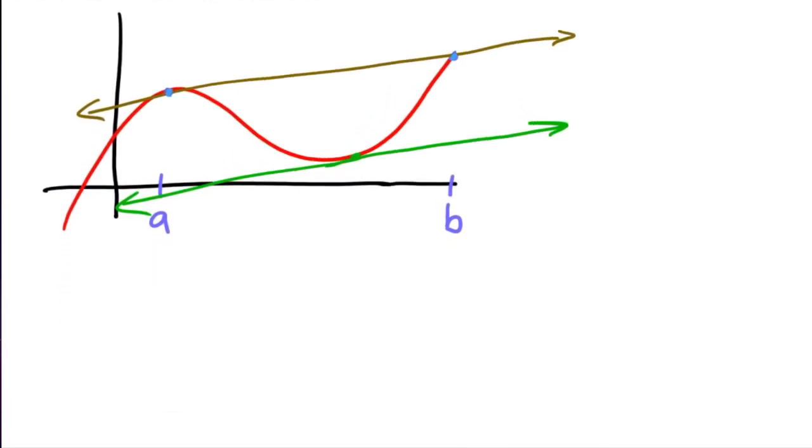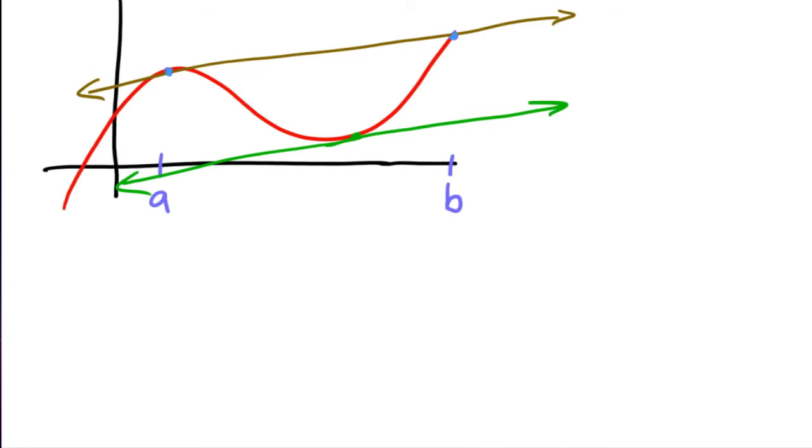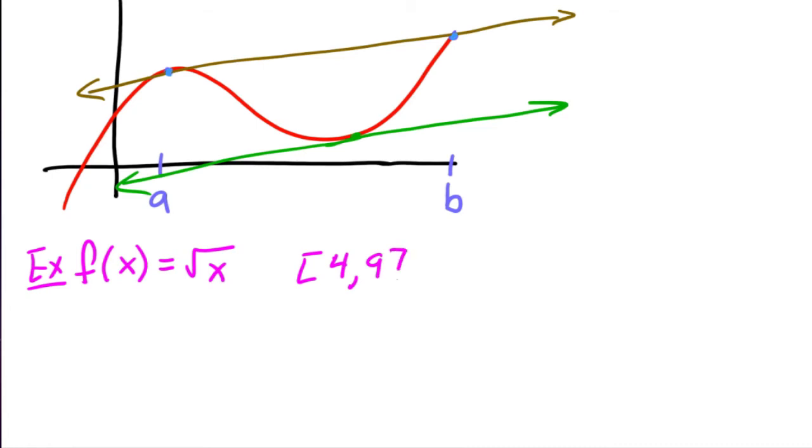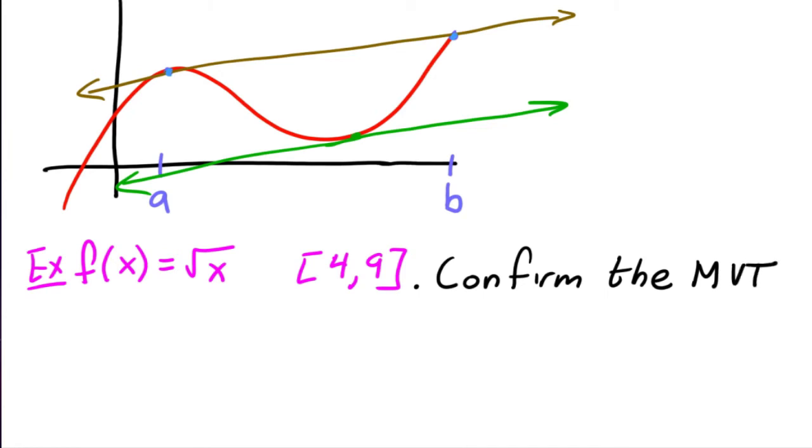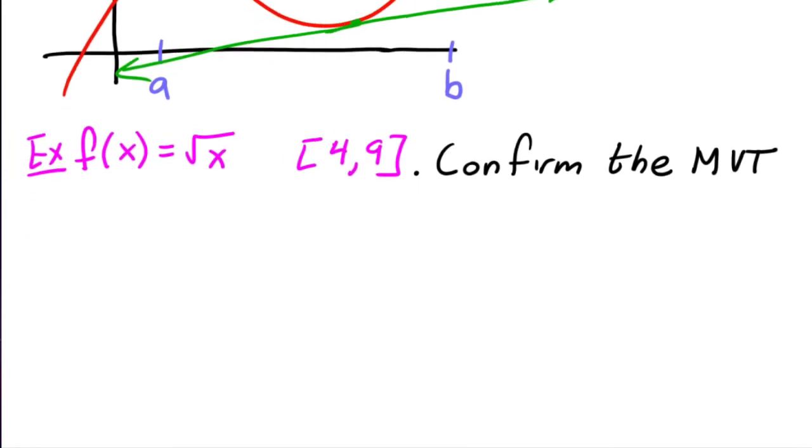So let's do an example. Let's say your function is square root of x, and let's say you're going between 4 and 9. And so let's say you want to simply confirm the mean value theorem. Okay, so let's confirm the mean value theorem.